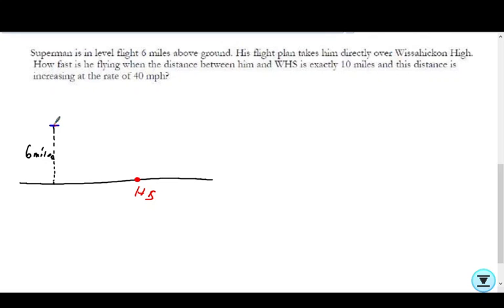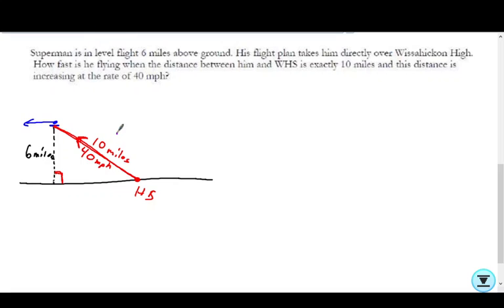It says the distance between him and the high school is 10 miles. So this right here is 10 miles. And that is increasing at a rate of 40 miles an hour. So this is increasing. This is getting bigger, 40 miles per hour. How fast is he going? So they basically want to know if he's going this way, how fast is he going? Okay? So this is a triangle trig problem here.